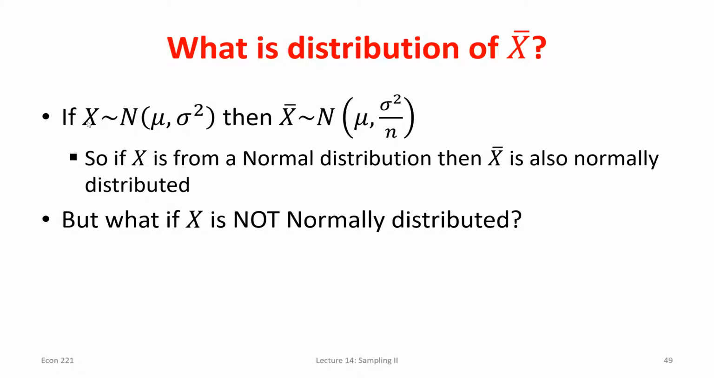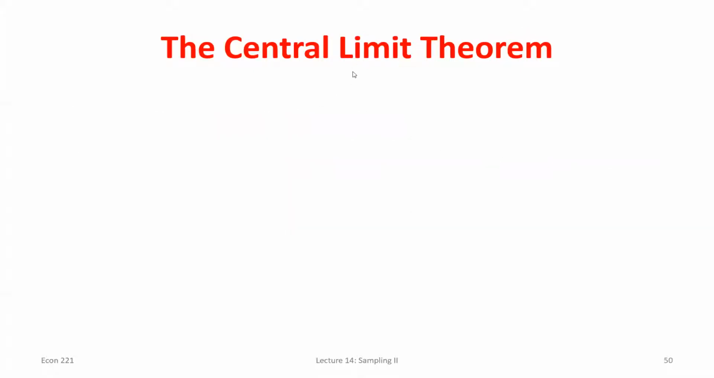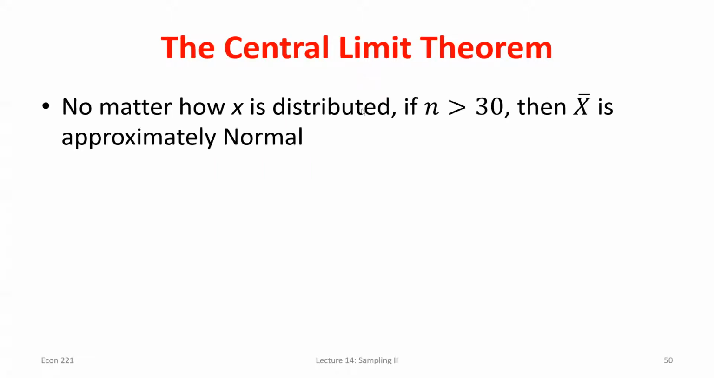But what if this original variable I sample from isn't normally distributed? Well, we have this thing called the central limit theorem that tells us as long as we take samples of size 30 or more, and I'll update this and repost the slides after today, this should be greater than or equal to. As long as I have samples of size 30 or more, we know that the sample mean distribution is approximately normal.